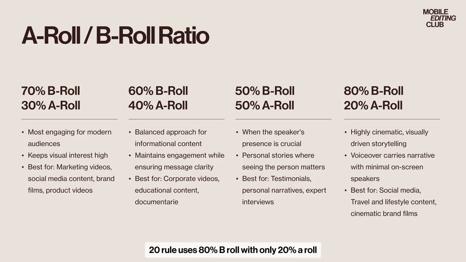And the 80-20 rule uses 80% B-roll with only 20% A-roll for maximum visual impact. This highly cinematic, visually driven approach relies on voiceover to carry the narrative with minimal on-screen speakers. It's perfect for social media content, travel, and lifestyle videos, and cinematic brand films where mood and visual storytelling dominate.